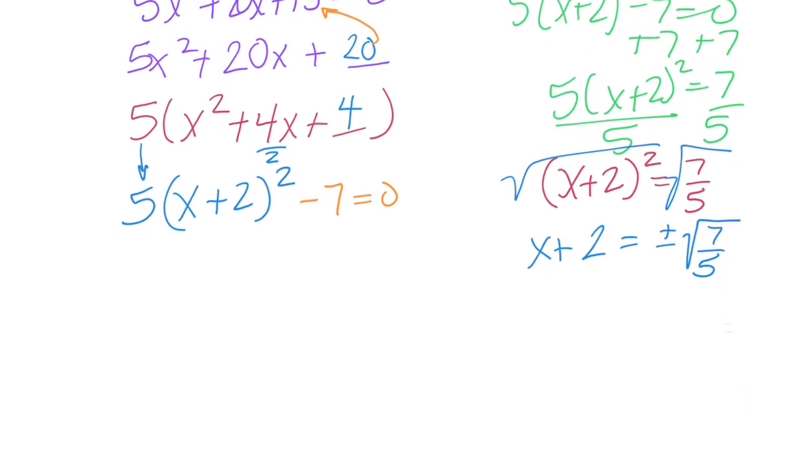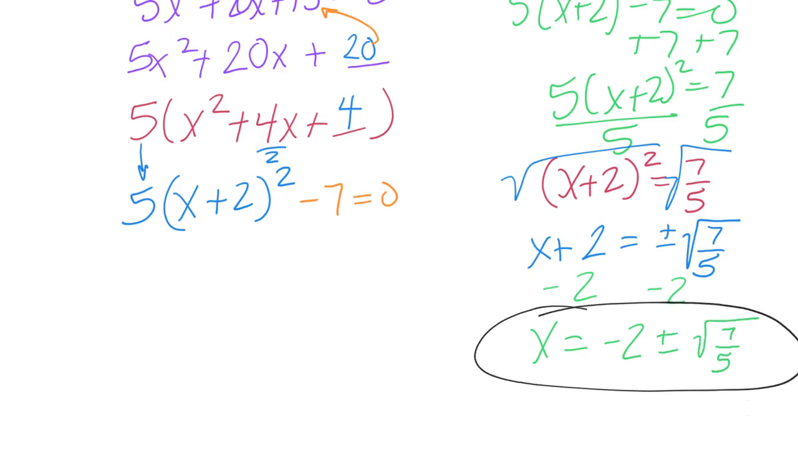So then I want to finish this off. Very, very last step, minus 2 on both sides. X equals negative 2 plus, good gravy, that is terrible writing. Sorry, y'all. Plus or minus the square root of 7 over 5. And that's it. That's your final answer. That is all you have to do here. I know it looks a little bit crazy. I know it looks a little unorthodox, but that is the actual answer.